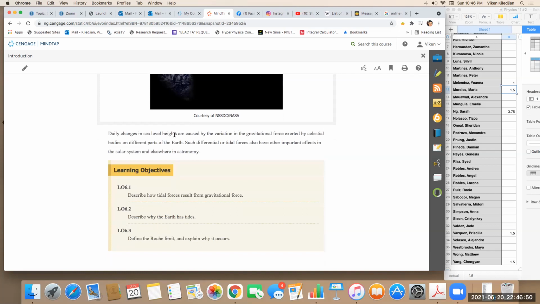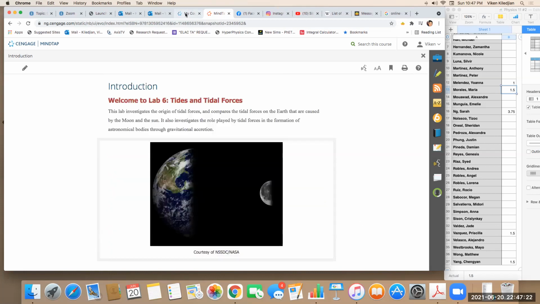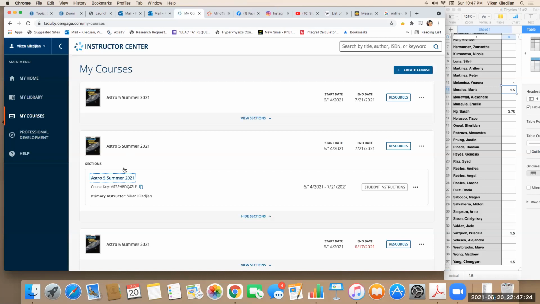Daily changes in sea level heights are caused by the variation in the gravitational force exerted by celestial bodies on different parts of the Earth. Such differential or tidal forces also have other important effects in the solar system and elsewhere. So the learning objectives: describe how tidal forces result from gravitational force, describe why the Earth has tides, define the Roche limit, and explain why it occurs. Okay, so now go back to the previous one.